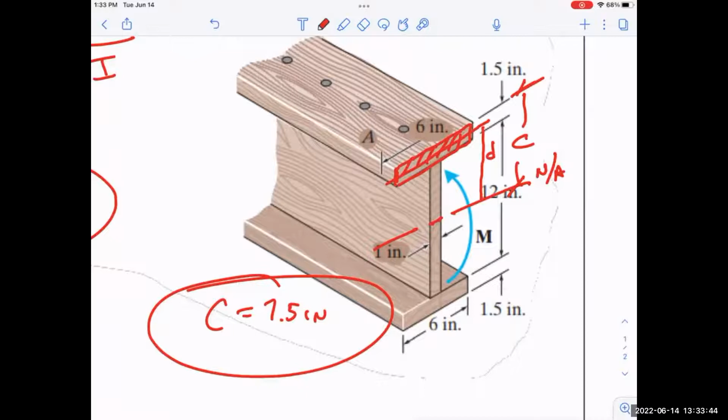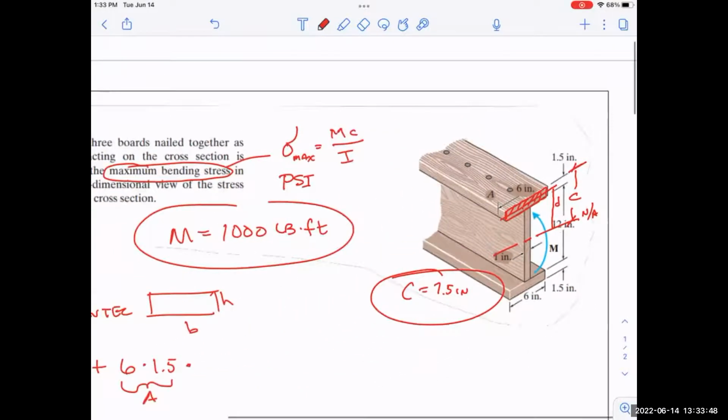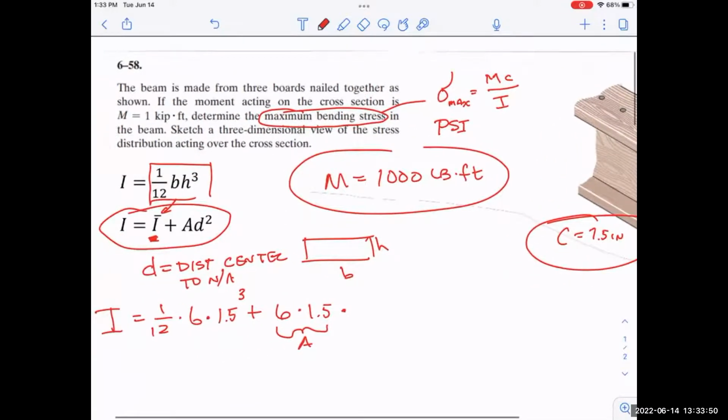Half of an inch and a half is 0.75, and then there's 6 more inches. So that's 6.75 inches. And what do I do to that number? Square it according to that formula. So the distance has a squared effect. That's why the distance is so powerful. It's saying the area is powerful, the distance is twice as powerful. The distance is the most important thing.